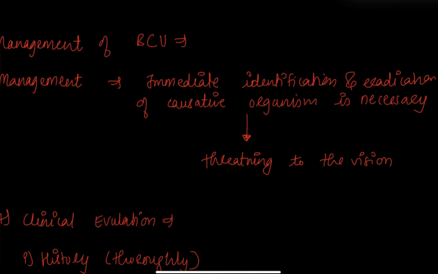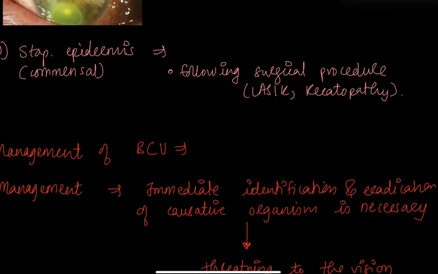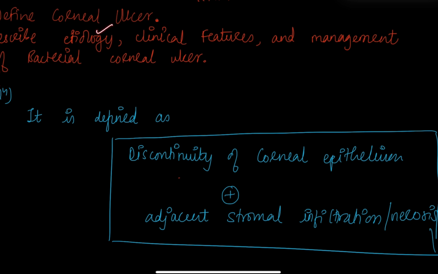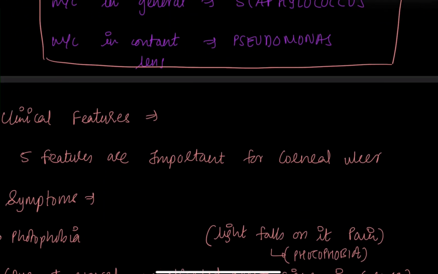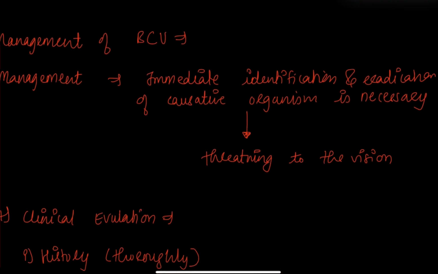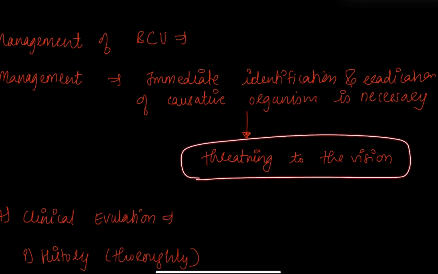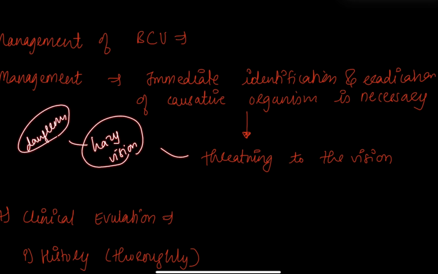Next, how do you manage a bacterial corneal ulcer? We are done with etiology and features. Now we will come to the most important part: how you will manage it. Management of corneal ulcer is one of the most important parts, and it's very easy if you learn it like a story. Immediate identification and eradication of the causative organism is necessary because it can threaten vision. It can also cause hazy vision, which can be dangerous to the eye.